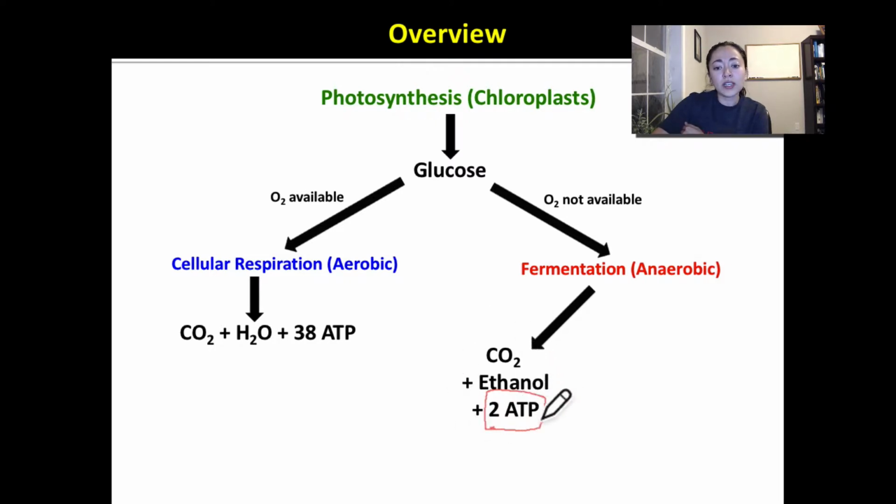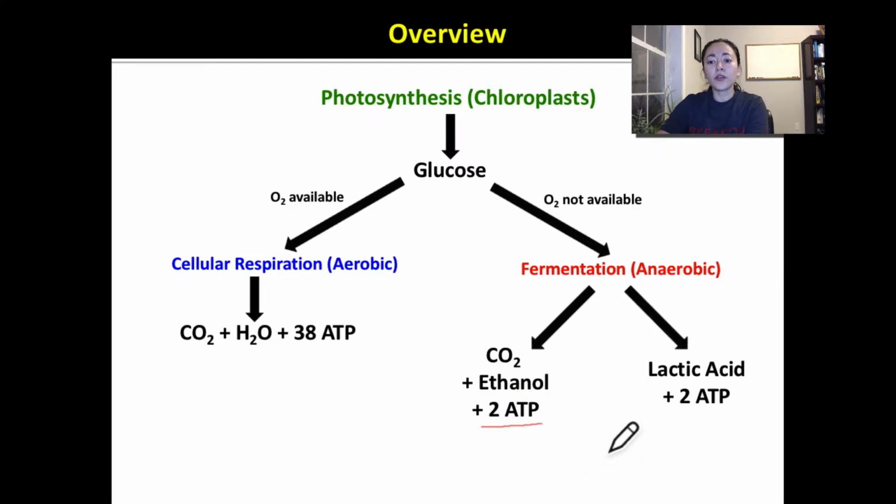What type of organisms undergo ethanol fermentation? Well, this would be things like yeast. And we use ethanol fermentation to make things like beer. That's how we get the alcohol in beer. Yeast is also used for baking bread. And we actually use the carbon dioxide that's released during fermentation to make bread rise.